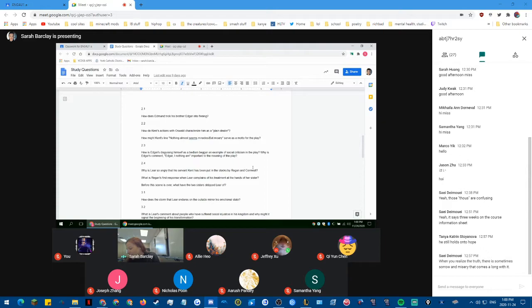Okay, so I did ask everybody if you could take some time to analyze the passage from Act 2, Scene 3, just to highlight some of the important aspects of this passage, right? We haven't heard anything from Edgar except for a few lines here and there. All we know is that he is the older brother, he's a legitimate brother, but we don't know him as a person, we don't know his nature.